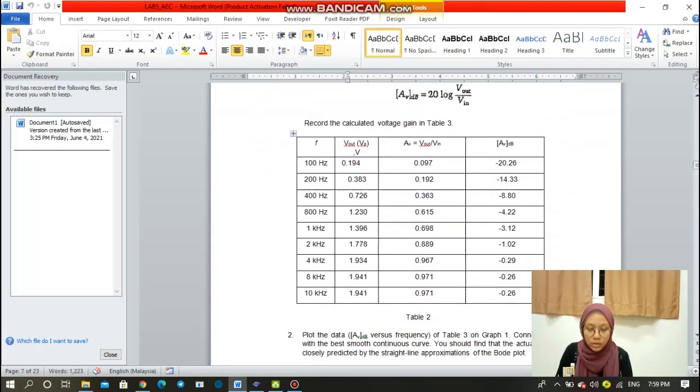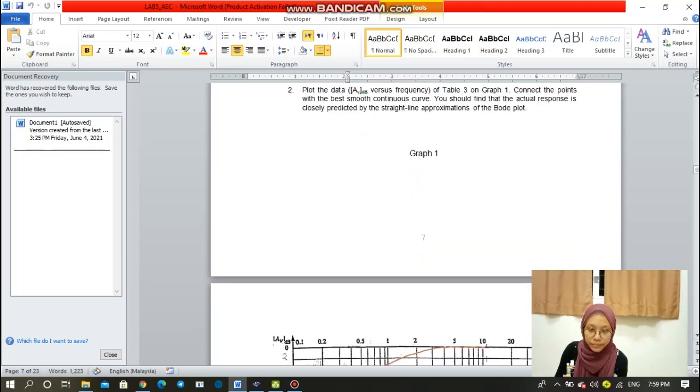Okay, next we just insert all the values that we got from Multisim into this table and then find AV, VR over V in, and then AV in dB. So this is the result that we got.